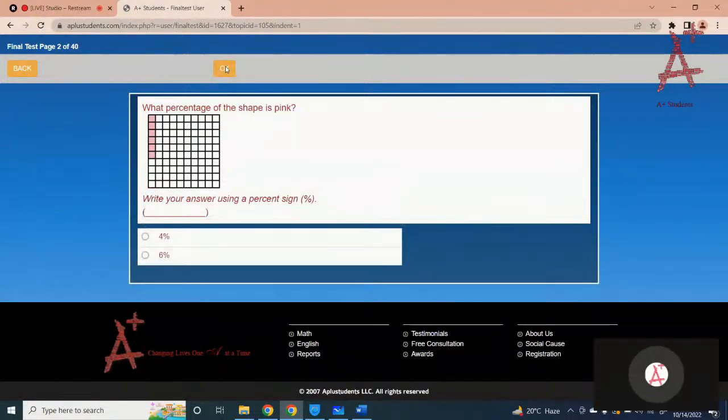What percentage of the shape is pink? Count the squares that are colored pink. So the answer would be 6%. Got it?